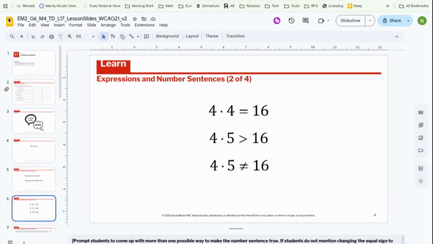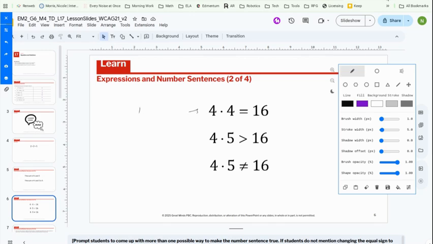Number 3. Oh, here's an example. So the first one, these are all number sentences. The first one is an equation because they are equal to each other. This is an inequality because one is more than the other. 4 times 5 is greater than 16.